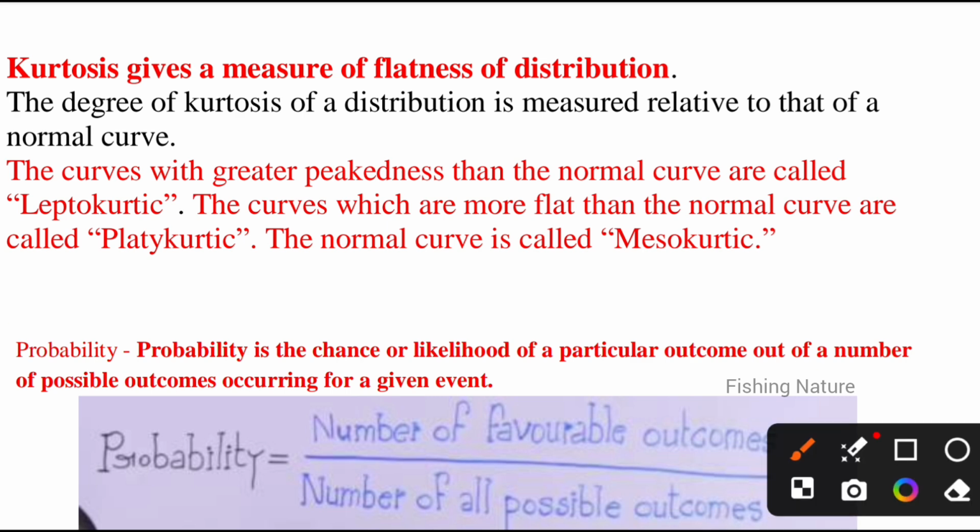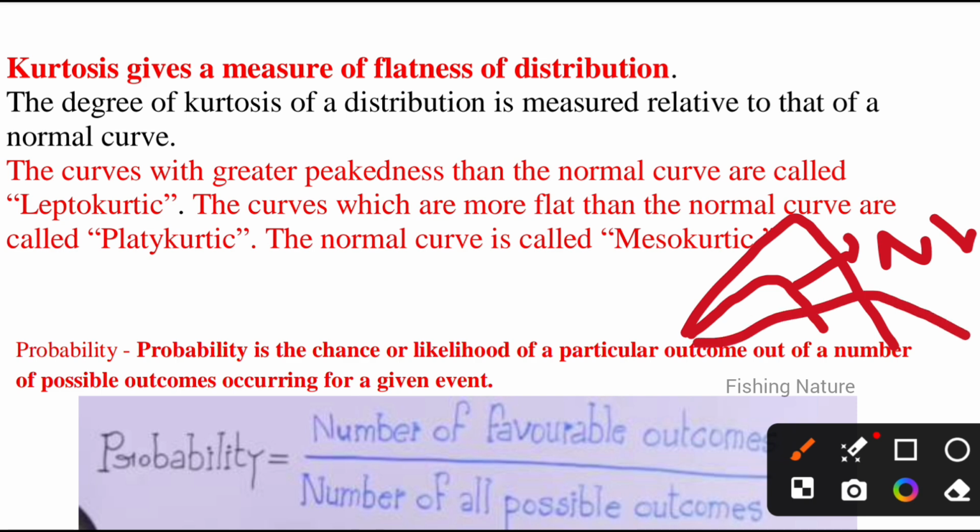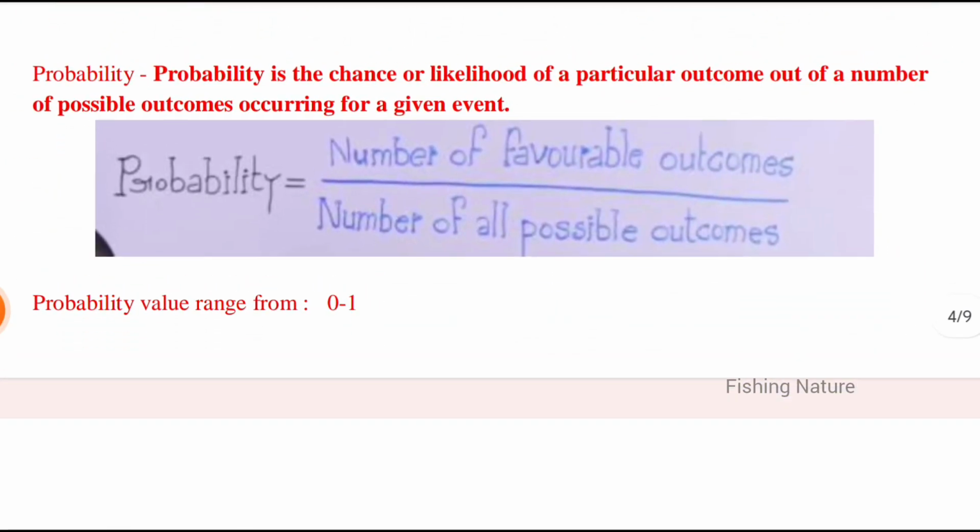Now let's see it in a diagrammatical way. This is a normal curve, this is the leptokurtic, and this is the platykurtic. Leptokurtic has more peakedness, and the smaller one is very flat, so it is platykurtic. This is called kurtosis.